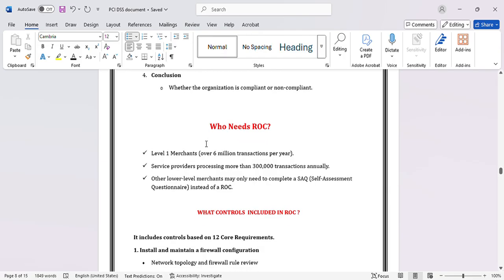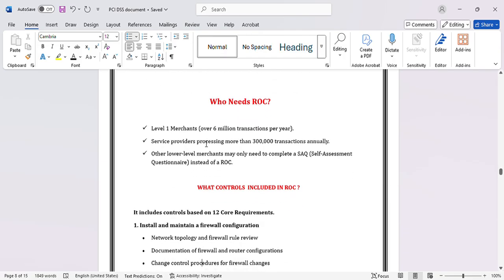Who needs ROC? Level 1 merchants, who process 6 million transactions per year, would require the ROC. Service providers processing more than 3 lakh transactions annually also need it. Other low-level merchants only need to complete the SAQ, the self-assessment questionnaire, instead of a ROC. Great.